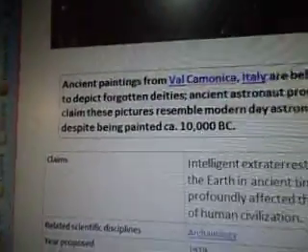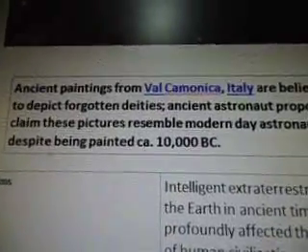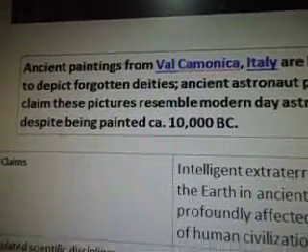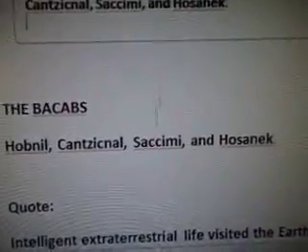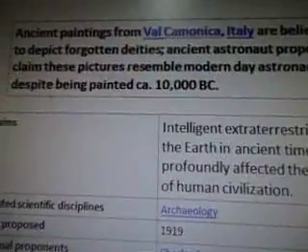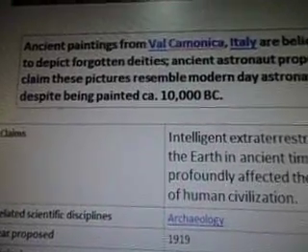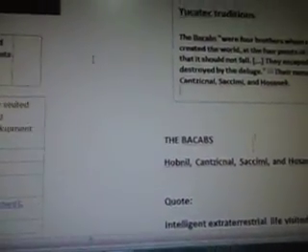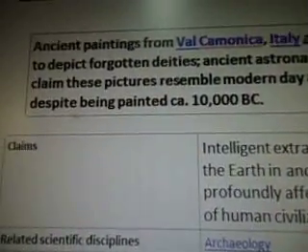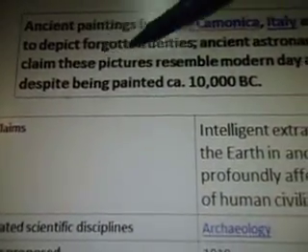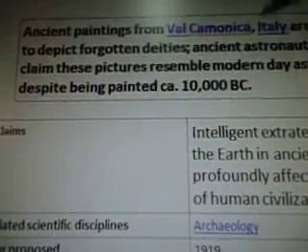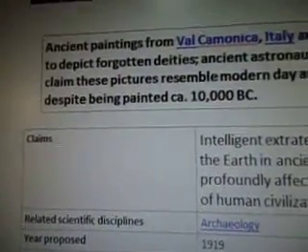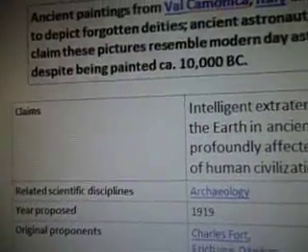Okay? So the ancient paintings from Val Cremona, Italy are believed to depict forgotten deities. Now you see that? Forgotten deities. Now who are the deities? The Bacabs, Hobnil, Katzin, and they've abandoned Earth. So they're saying that you guys are thinking they're forgotten deities, and I'm telling you it is these guys, and they did leave Earth and they've gone to Kepler. Ancient astronaut proponents claim these pictures resemble modern-day astronauts despite being painted in circa 10,000 BC. Over 10,000 years ago. And there they are, okay?